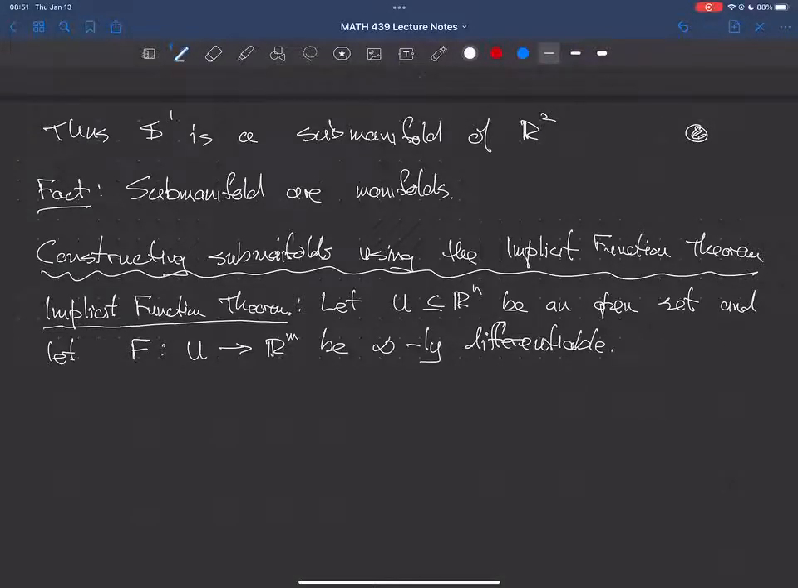And so what I want to do is take a subset of Rm, and then I'm going to consider all points in U which map to that subset in Rm, and I'm going to give conditions on F under which the subset of U which maps to that given subset of Rm is a submanifold. Okay, that's the idea.